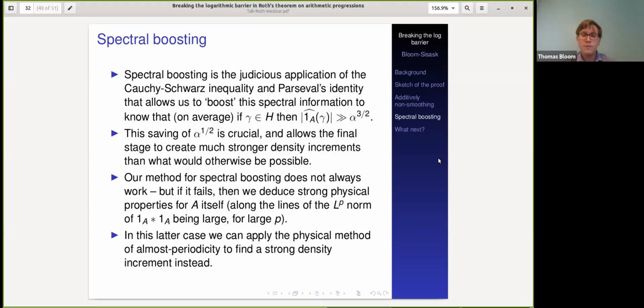Okay. So indeed, this is basically the approach that Olof Sisask and I took in last year's paper, where we just said it's a dichotomy, that either the L^P norm of the convolution is large or the L^P norm of the convolution is small. So in this case, basically we apply what we did in the case where the L^P norm of the convolution is large, and then we get a strong density increment using physical methods. Okay, and that's what I'll say about spectral boosting. Again, there is quite a short instructive calculation that one can do to give you a flavor of what's going on, which is in section 3 of the paper. So I encourage you to look there if you want a demonstration of how this method actually works.